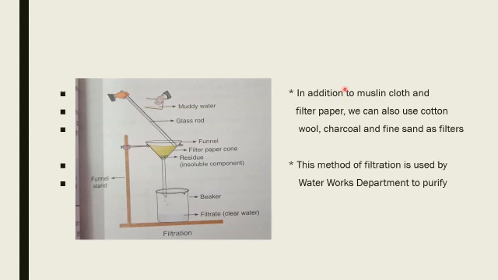And in addition to muslin cloth and filter paper, as I showed you in the picture, we can also use cotton wool, charcoal and fine sand as filters. They also trap the impurities in them and allow the pure water to pass through them. So they can also be used as filters, and this method of filtration is used by the waterworks department to purify water.